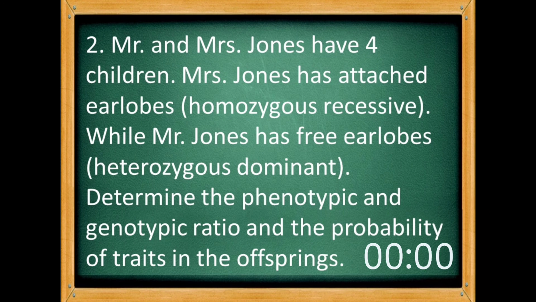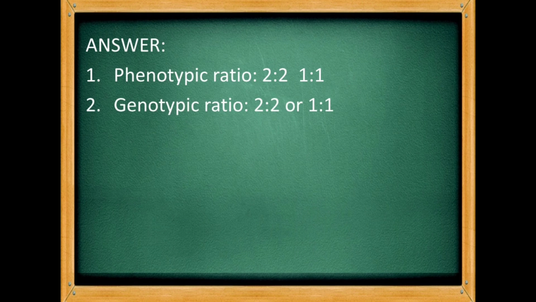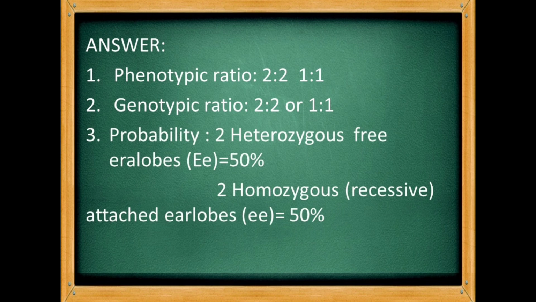Time's up. Let's check your answer. The phenotypic ratio is 2:2 or 1:1. Genotypic ratio also 2:2 or 1:1. And the probability of occurrence of traits in the offsprings, we have heterozygous free earlobes 50% and homozygous attached earlobes 50%.